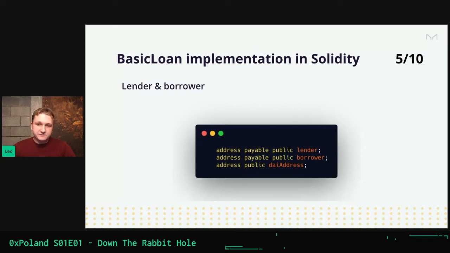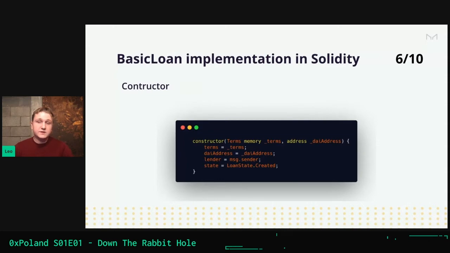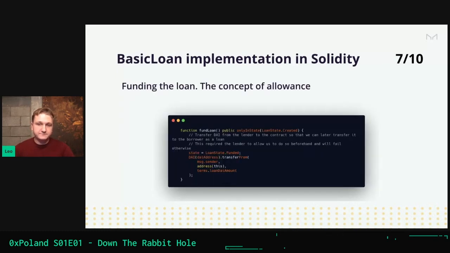Some other state variables that will be useful for us are the lender address, the borrower address, and the DAI address. DAI being this token that represents the US dollar. So in the constructor, the one who deploys the contract passes the terms and the DAI address, and we record all of that in our storage to use later. We also record the message sender as the lender and set the loan state, the initial state, to created.